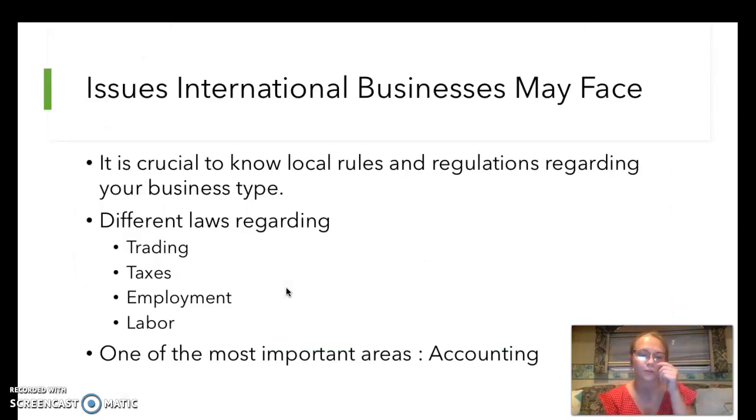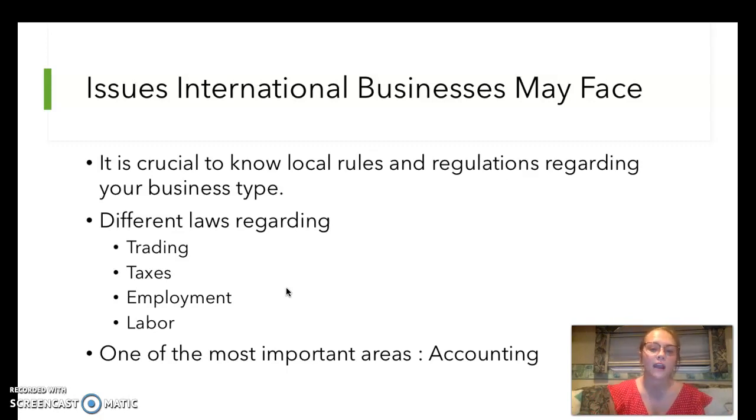It's also very crucial to know the different local rules and regulations regarding the type of business you're in. Some of these different laws can include trading laws, taxes, employment, and labor laws. A big example of a law that many international businesses face is abiding by the Foreign Corrupt Practices Act, and this act prohibits United States firms from paying bribes to foreign officials to make a business deal.